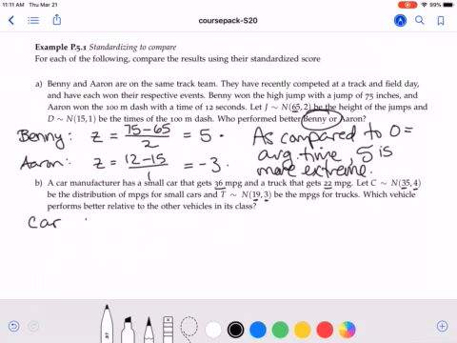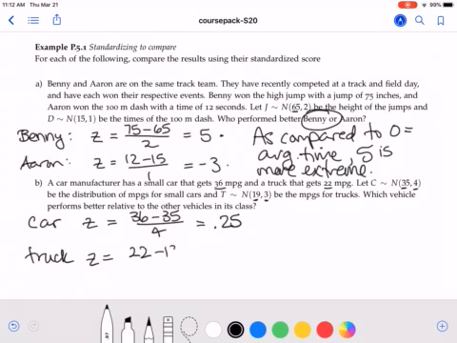So for the car, the z-score will be the 36 minus the average of 35 divided by 4, so we get 0.25. For the truck, the z-score will be the observation of 22 minus the average of 19 divided by the standard deviation of 3. And so for that, we get a z-score of 1. Both of these being positive means both of them are above average in their class. The one that is more extreme here is the 1. So the answer there is the truck does better relative to its class.